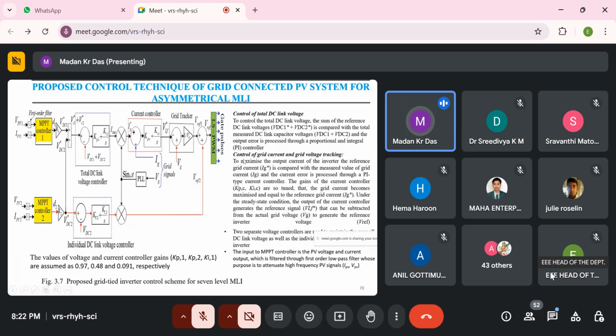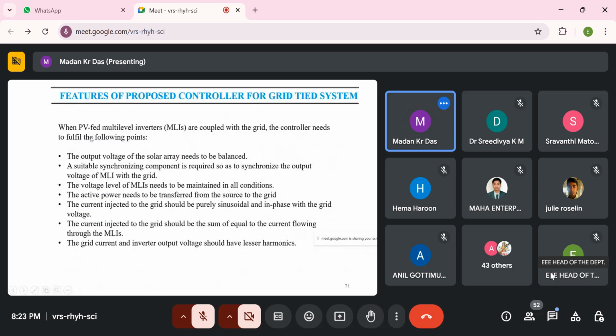Here we have discussed more how it works, and the values of the voltage and current controller gains KP1, KP2 and KI1 are assumed to be 0.97, 0.48 and 0.091 respectively. So this is the control scheme of the proposed 9-level inverter. Here we are missing the 7-level inverter. This is the 9-level inverter. And now the future features of the proposed controller.